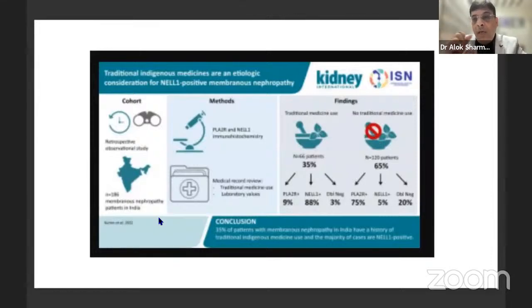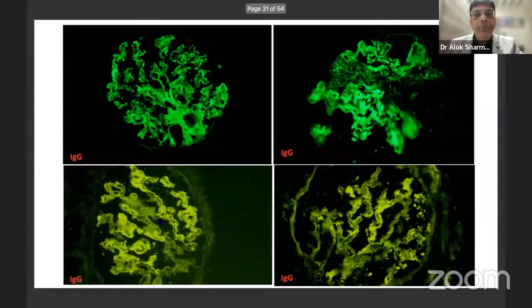So if you see patients who were taking traditional medications, 88% of them were actually NEL1 positive. That's a huge number. And in the other cohort, the non-traditional medication, so-called, only 5% were NEL1 positive. So there is very clear evidence of the contribution of traditional medications in the development of NEL1 membranous GN. So this is one part of it.